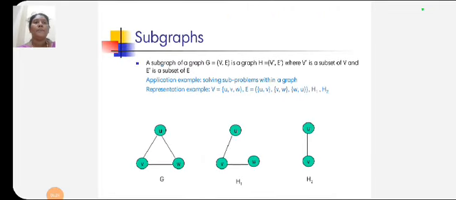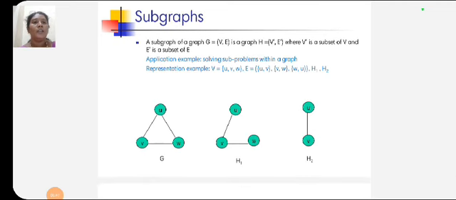Subgraph. A subgraph of a graph G = (V, E) is a graph H = (V', E'), where V' is a subset of V and E' is a subset of E. That is, if a graph can be created with some vertices and some edges from the main graph, then it is said to be a subgraph. So here, G is a graph with U, V, W, and then we have 3 edges in between them. So if a graph H1 is created with 3 vertices and only 2 edges from them, then it is said to be a subgraph of G.